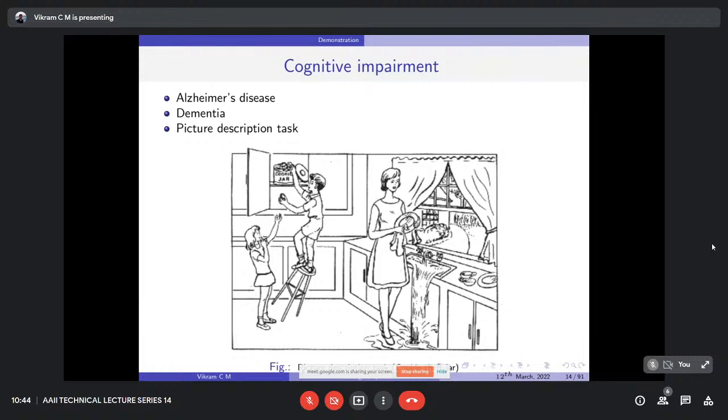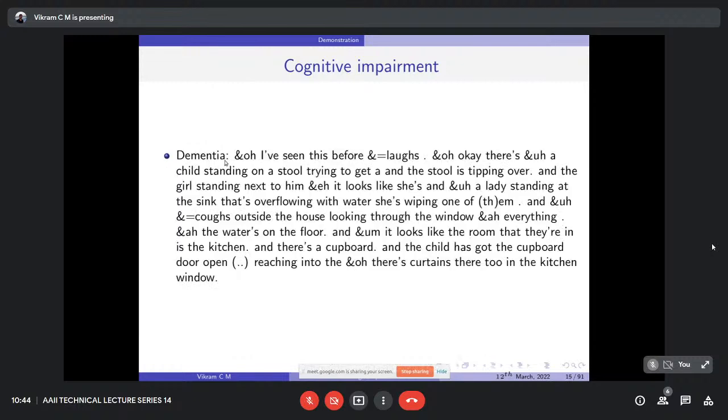However, we can easily detect them from the speech signal. Suppose for a person who has Alzheimer's disease, we tell them to explain a picture. Just imagine that I put here the text of the speech produced by a person with dementia or Alzheimer's disease. We can notice that there are a lot of filler words. In between, he laughs or he tries to recall, and he says a lot of filler words, and coughing. These are the different symptoms which indicate the possibility of cognitive impairment.